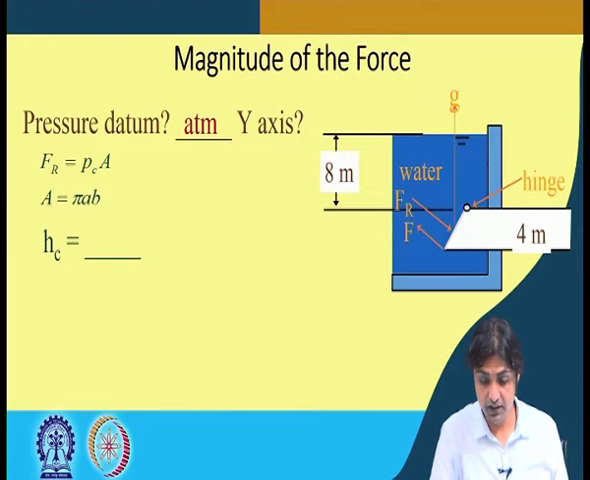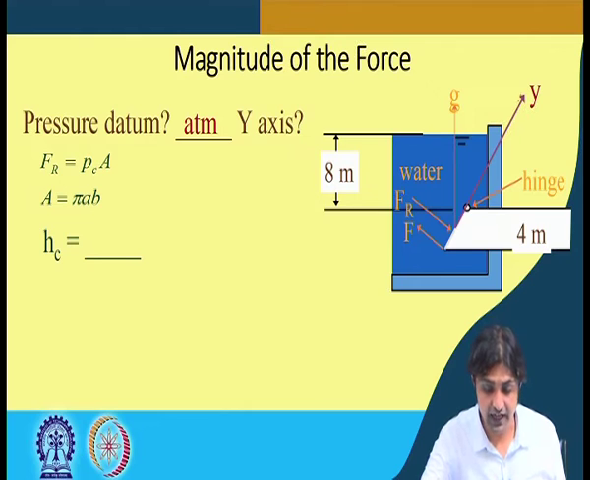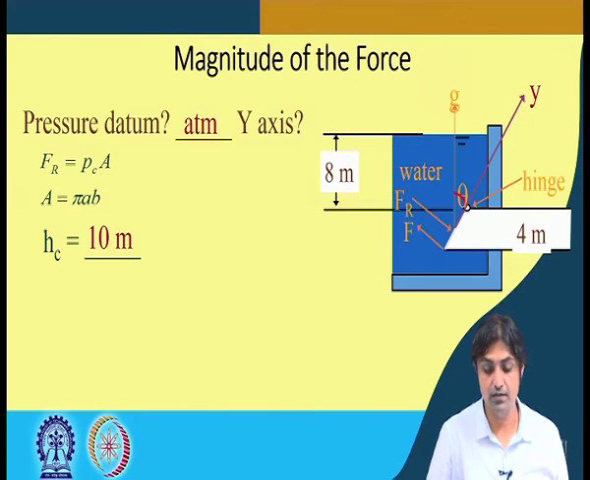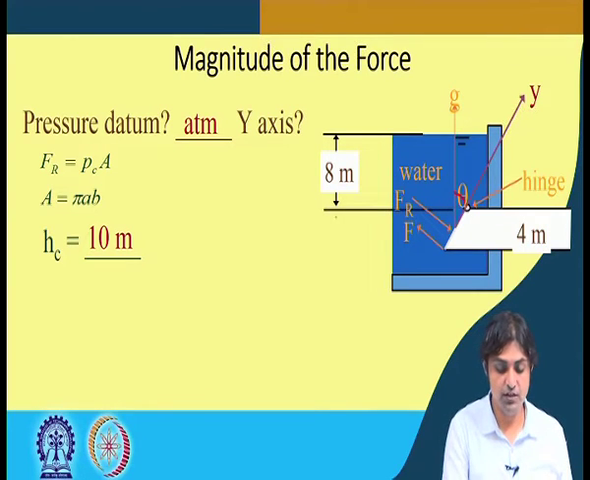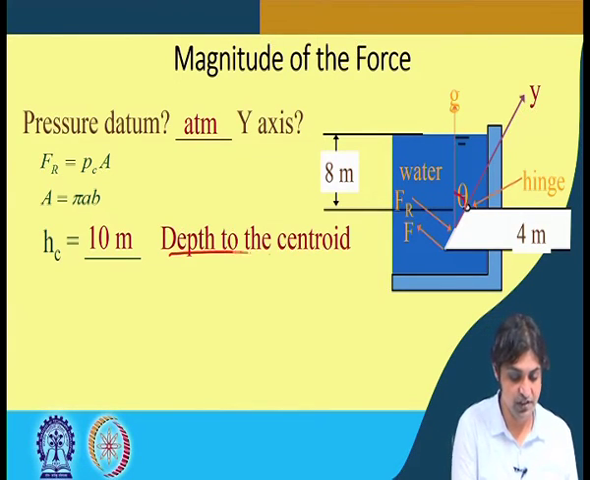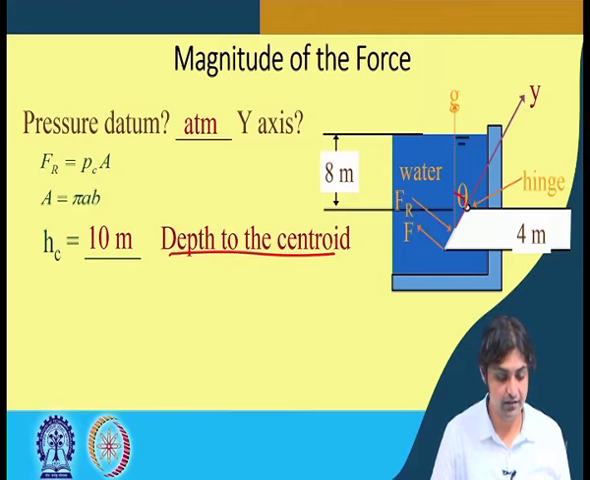Just taking you through HC, first we need to understand this is the y axis that we have assumed, and this is the theta that we have assumed. So HC is 10 meters actually. Why? 8 meters plus 2 because of the ellipse. Depth to the centroid. Very clear.